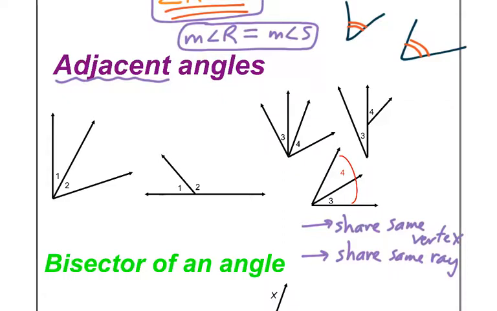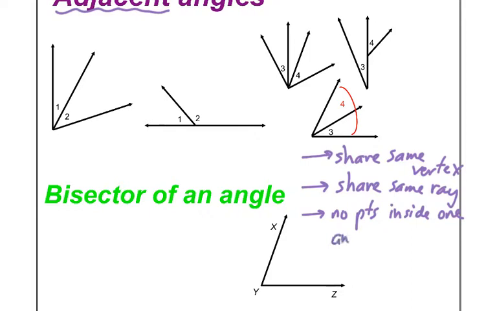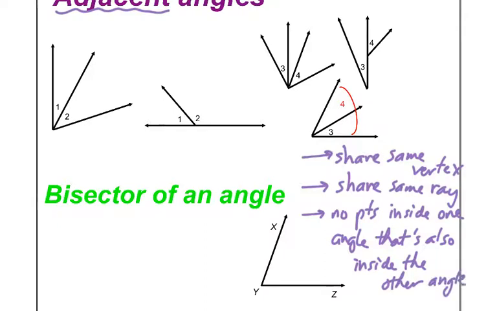A lot of times that ray is sort of in the middle, although it's hard to kind of explain that. We'll see in a couple examples. And finally, there can be no points inside one angle that's also inside the other angle. Okay, those are the 3 rules to be an adjacent angle. Let's go through some of these 5 pictures up here that you see, and let's see if they belong to the adjacent angle club. And if they don't, let's figure out which rule they're breaking.